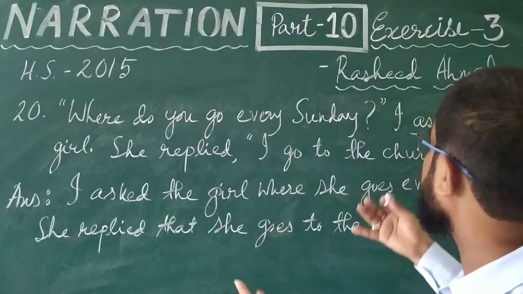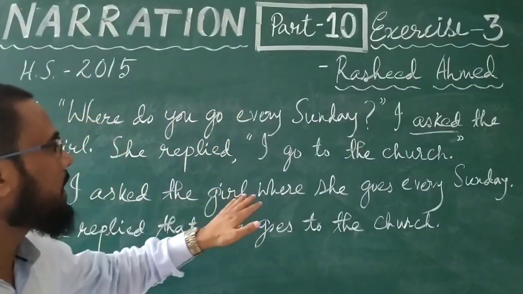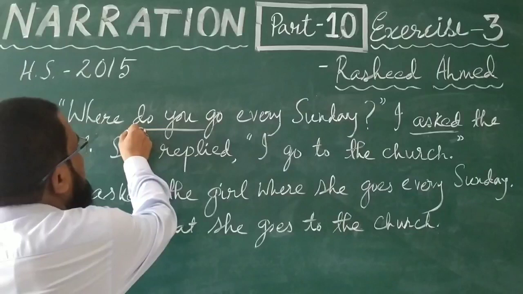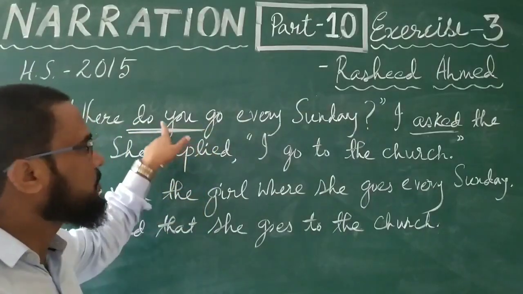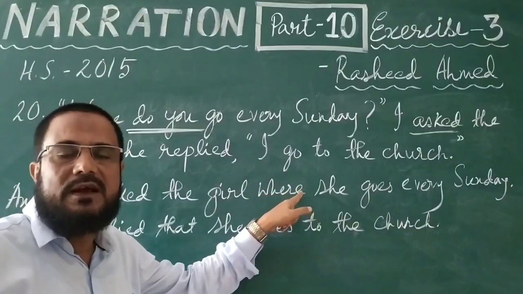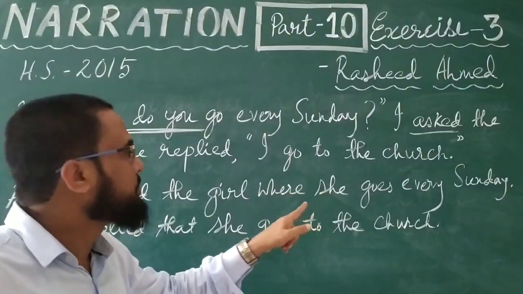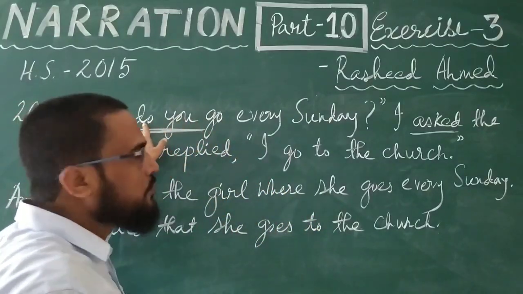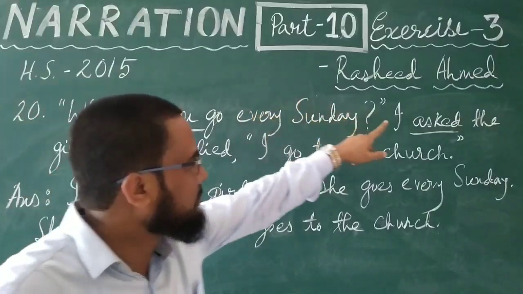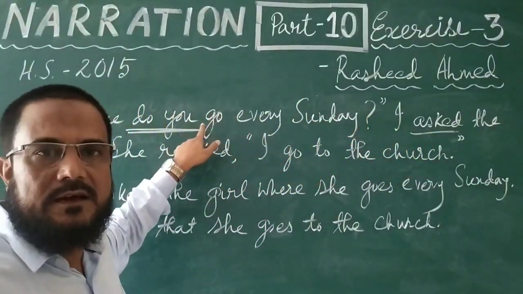So where do you go every Sunday? I asked the girl. This part will be, I asked the girl where do you go? This is a simple present tense. Do is used to make it interrogative. Since we are changing it into indirect narration, and in indirect narration every sentence is written in assertive form, there will not be any do, and the tense will not be changed, although the reporting verb is in the past tense, because the reported speech is a habitual action.